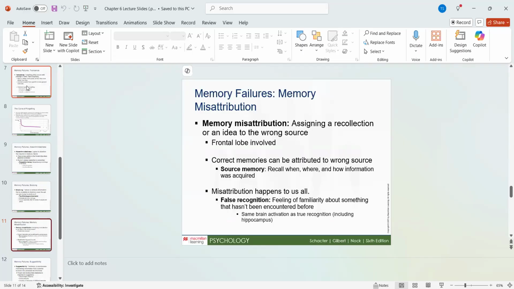So another example would be if you have a conversation with one of your friends and then you talk to one of your family members and you're like, "Oh, remember I told you XYZ?" And they're like, "You never told me that. What are you talking about?" And then you're like, "Oh, that must have been this other person I told that." So that's another example of memory misattribution.